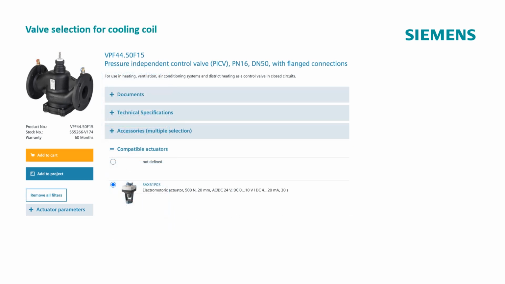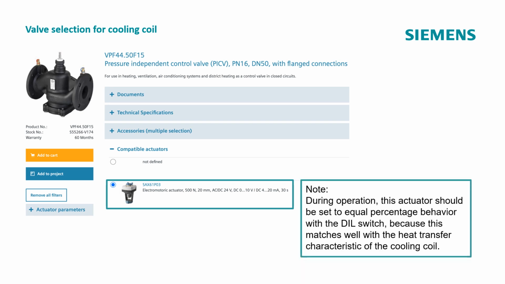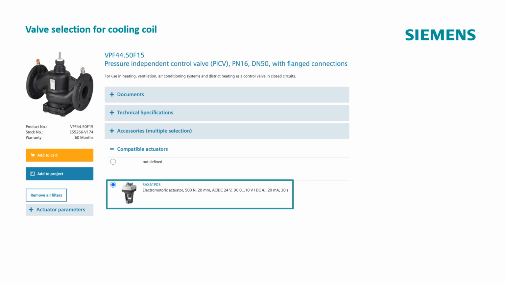As a result, only one actuator, SAX61P03 remains, and the valve and actuator selection is completed. Note that, during operation, this actuator should be set to equal percentage behavior with the DIL switch because this matches well with the heat transfer characteristic of the cooling coil. Why an actuator with equal percentage behavior makes sense here is now explained.